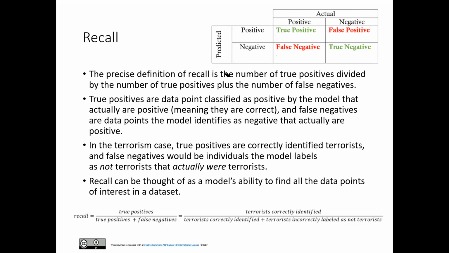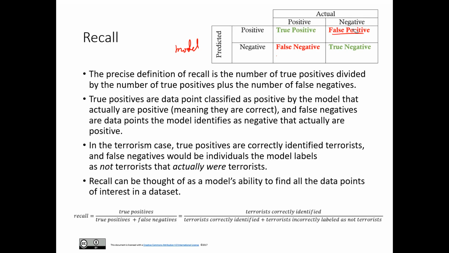And then on the row side, we have the predicted. So this is the model, and what does the model predict? Given a sample, does the model predict that it is positive? If the model predicts that it is positive, and it is in fact positive, that's called a true positive. Now, if the model predicts that it is positive, but it is actually labeled negative, that is called a false positive.